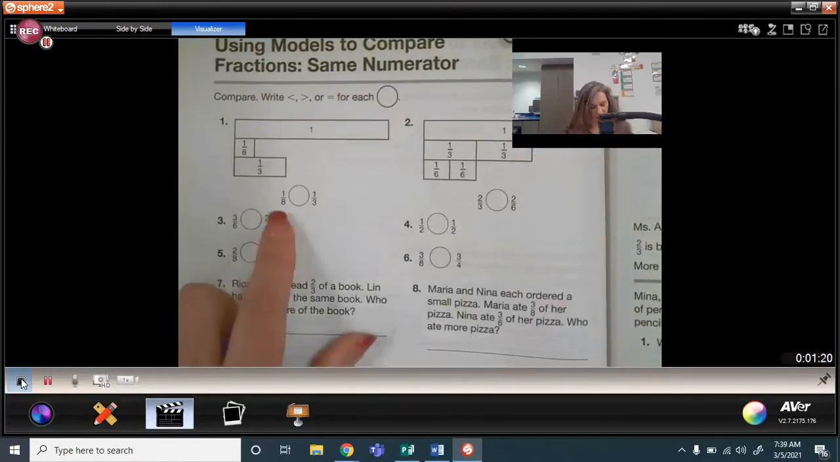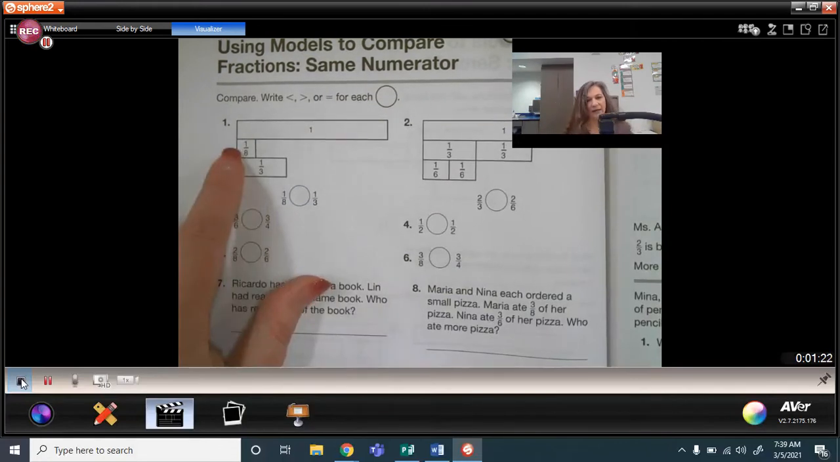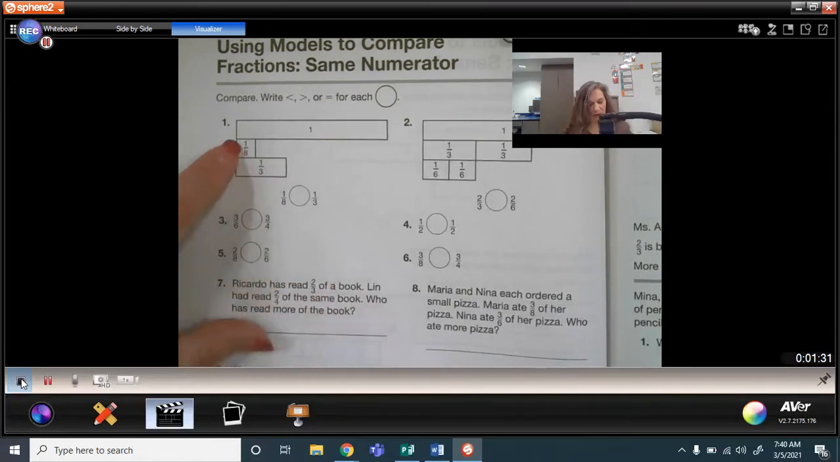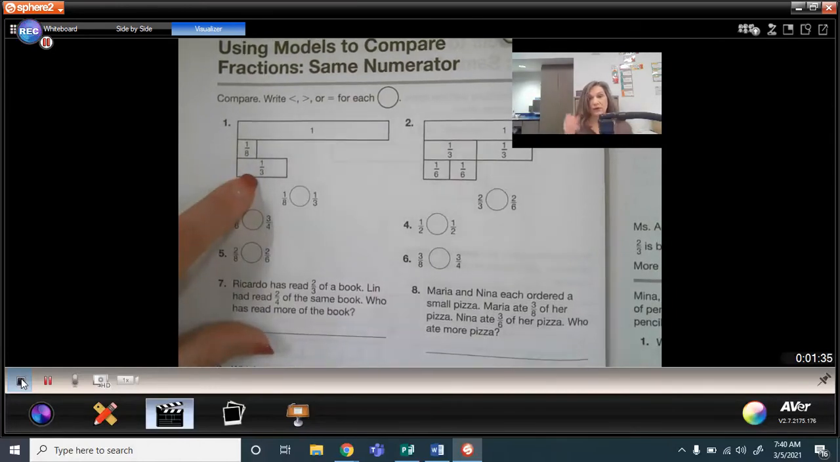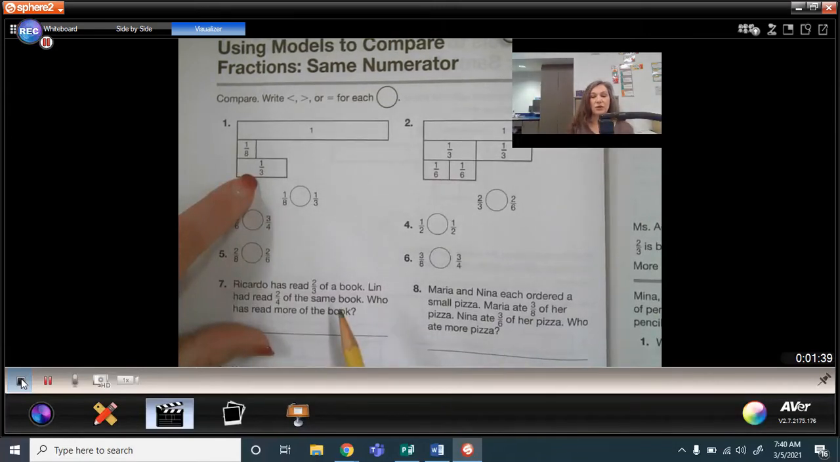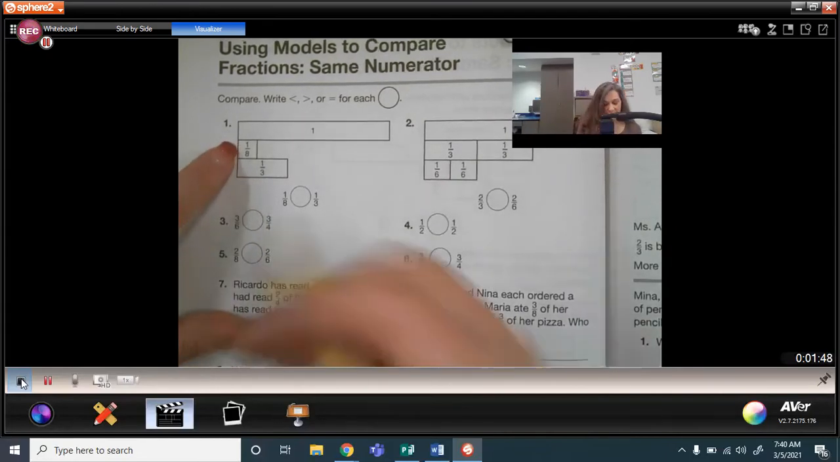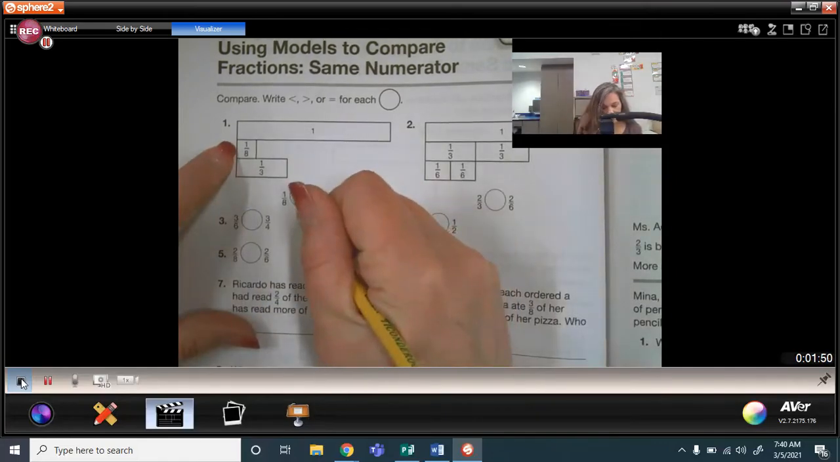Let's take a look at number 1. We have 1/8. If you break something up into 8 equal pieces, that whole is broken up into 8/8, but one of the 8ths is going to be less than one of the thirds. If you break something up into fewer pieces, those pieces get larger. More pieces, they get smaller. So 1/8 is going to be less than 1/3.